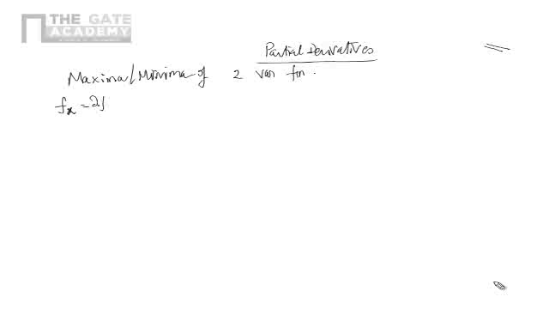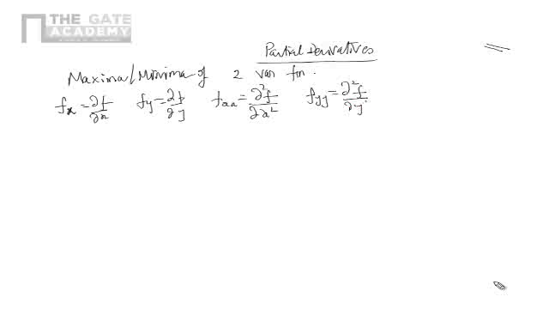fx means dou f by dou x, fy means dou f by dou y, fxx means dou square f by dou x square, fyy means dou square f by dou y square, fxy means dou square f by dou x dou y, and we wrote that fx should be equal to 0, fy should be equal to 0. Then we established three cases, right?